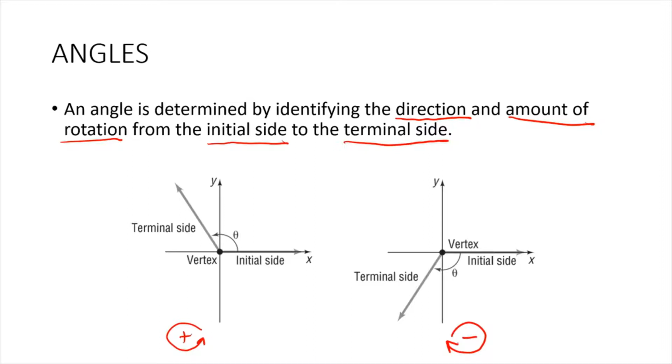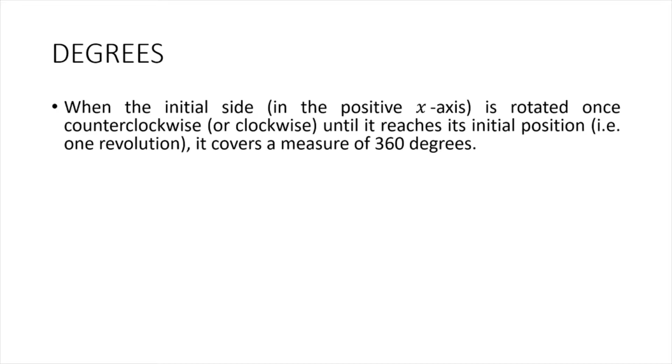Now let's talk about how angles are measured in terms of units. We have two main units used in measuring angles: number one, the degree unit, and number two, the radian unit. First, let's talk about degrees. When the initial side, which is fixed at the positive x-axis, is rotated once counterclockwise or clockwise until the terminal side reaches the initial position, it covers a total measure of 360 degrees, or one revolution.